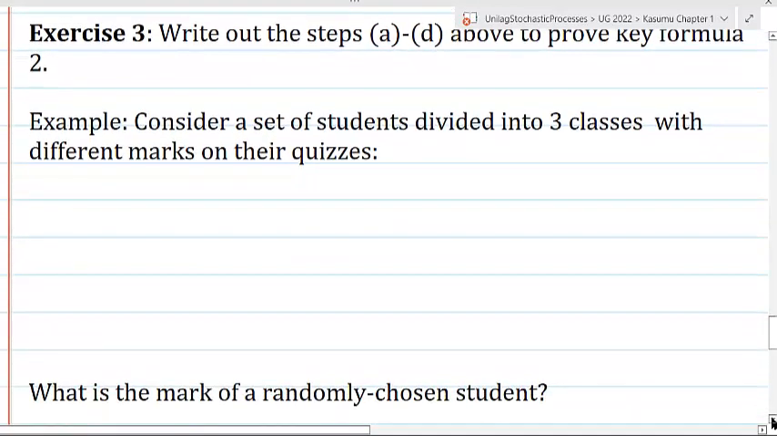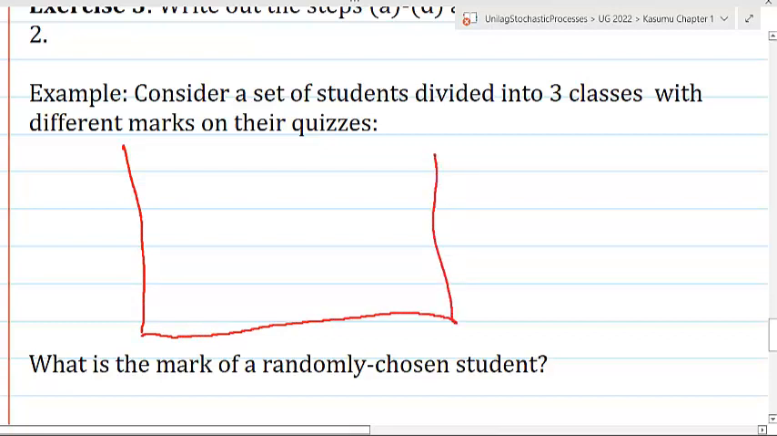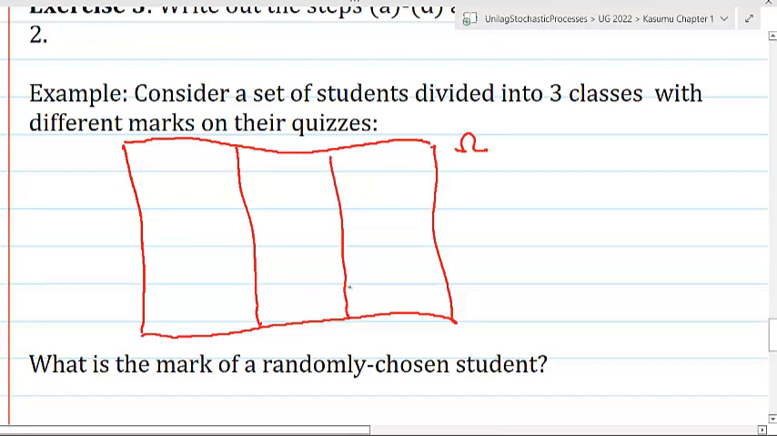All right, so let's look at an example. Let's consider a set of students divided into 3 classes with different marks on their quizzes. All right, so here's our sample space. Sample space is the space of all students. And we're divided into 3 classes. I'll just divide them like this. I can call this class 1, class 2, class 3.